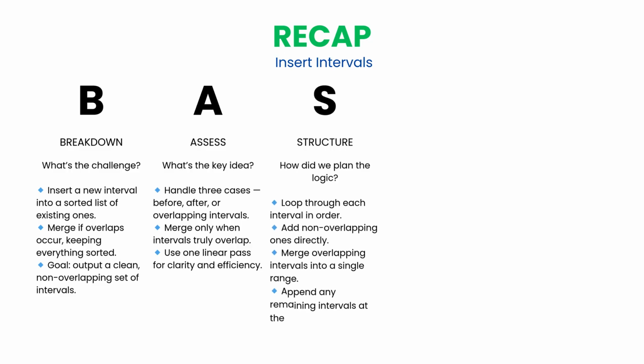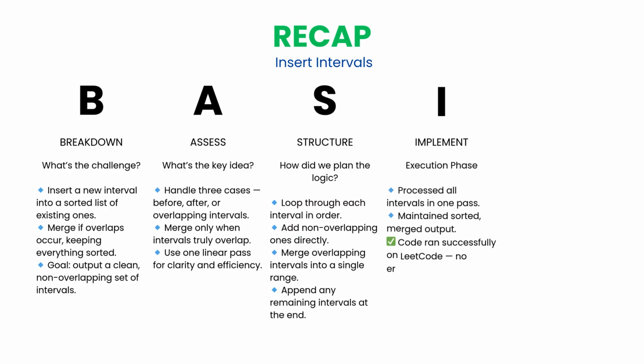Here's the plan. Loop through the intervals one by one. If the current interval ends before the new one starts, just add it to the result. If the current one starts after the new ends, add the new interval, then the rest, and you're done. If there's overlap, merge by taking the min start and max end, and keep going. After the loop, add the final merged interval if it hasn't been added yet. We followed this linear plan, merged overlapping intervals smoothly, and kept the final list sorted.